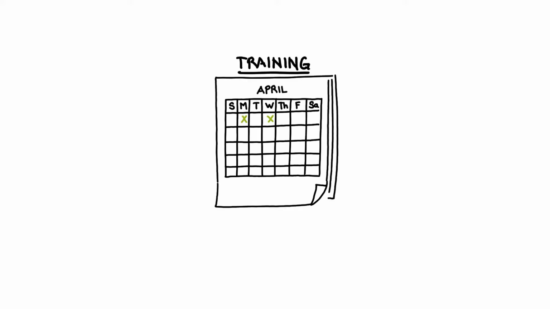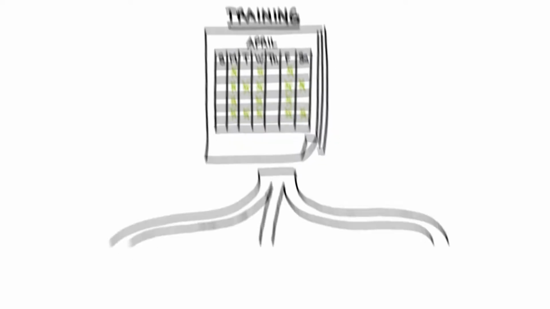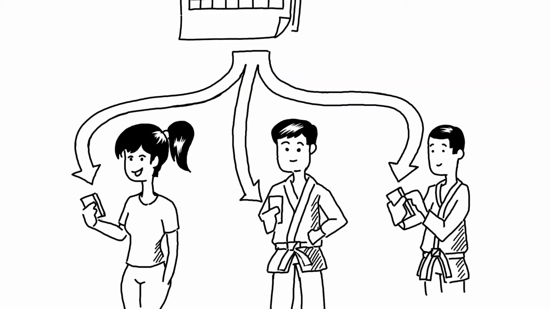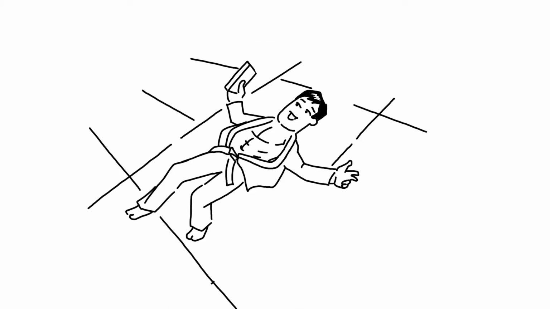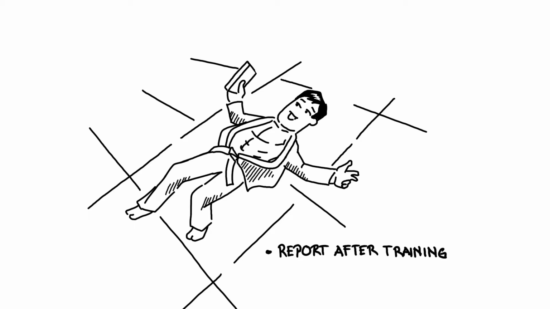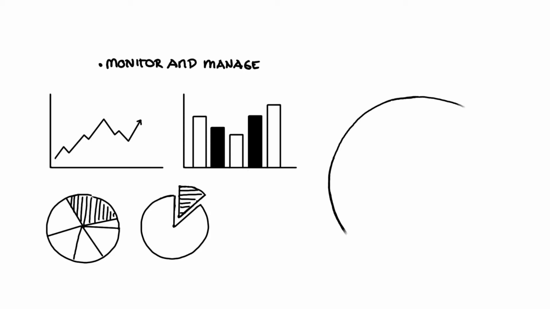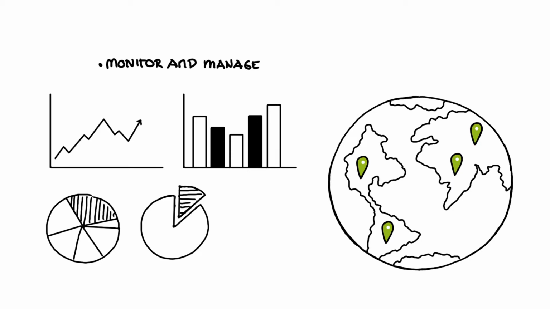To begin, create a training plan, add your own workouts and exercises to it, and then share it with your athletes. They will have access to your plan both on the web and on their smartphones all the time. Reporting is then done with one simple click after each workout session. You can monitor and manage your team's training wherever you or they are.